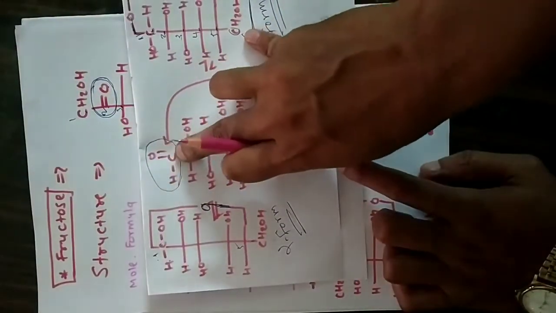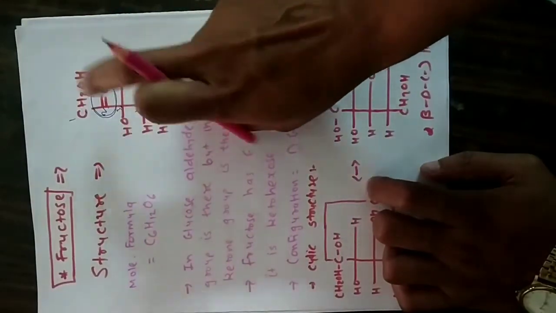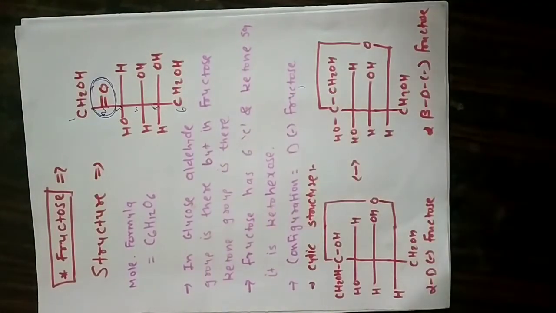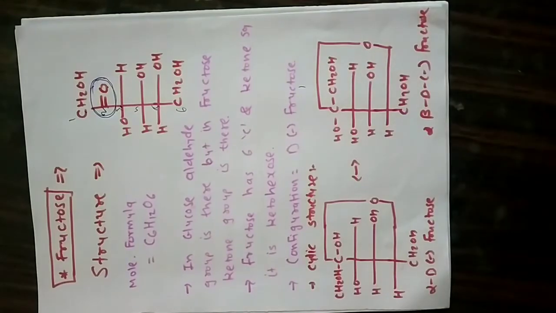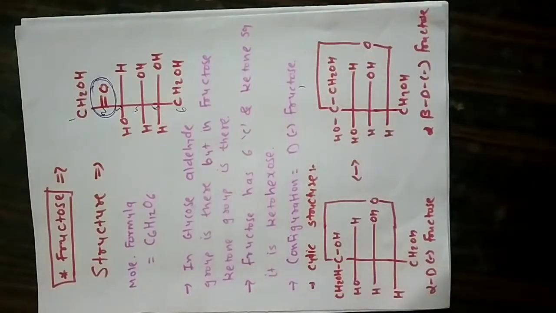Again, the functional group in glucose is an aldehyde group, but the functional group in fructose is a ketone group. That is the main difference between fructose and glucose. Both have the same molecular formula, as I told you, C6H12O6. Now, fructose has configuration D minus. Now what is D and what is the minus sign? We have discussed that in a previous session, so I am not going to discuss that again here.